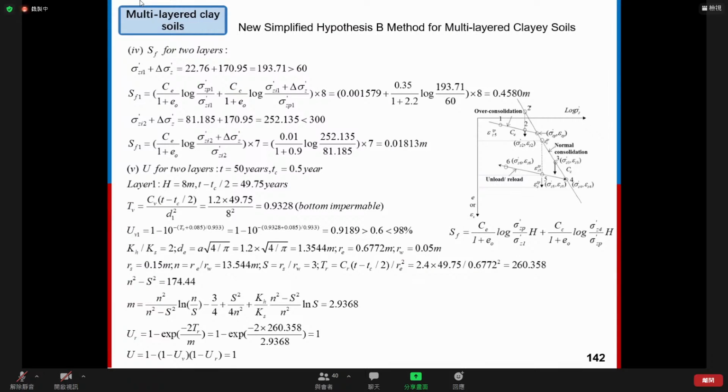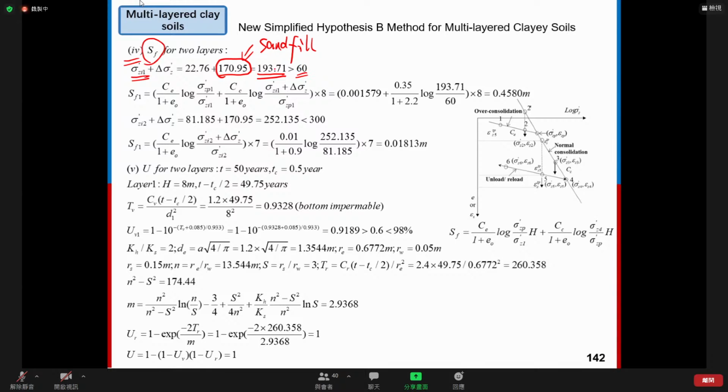And for the fourth sub-question, we are going to calculate the primary consolidation settlement for both layers. Let's see the first layer first. The initial value is here, 22.76 plus this value. This value is due to the surcharge loading. So the final effective stress is equal to this value, which is larger than the pre-consolidation stress, which is equal to 60.